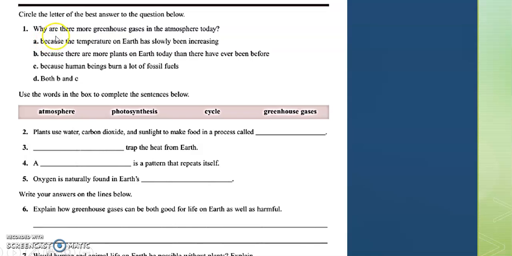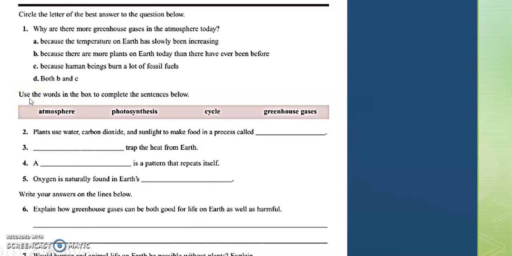Question 1. Why are there more greenhouse gases in the atmosphere today? Why? Option A, because the temperature of the air has slowly been increasing. Because there are more plants on Earth today. It's not true, I'm not going to read it. It's not true, right? Because human beings burn a lot of fossil fuels. Both B and C. Is it the letter C, right?